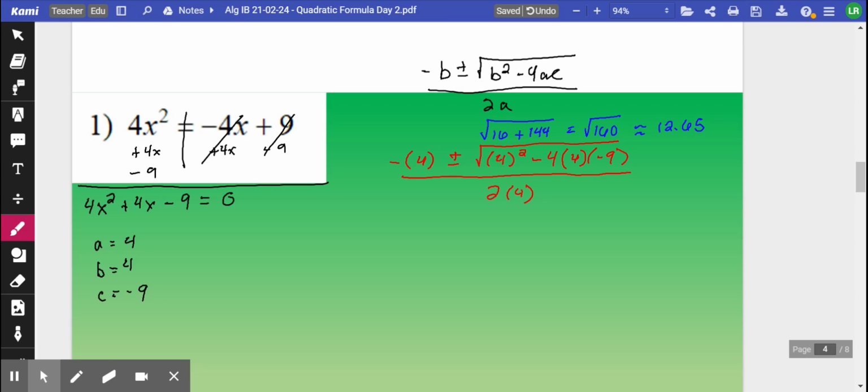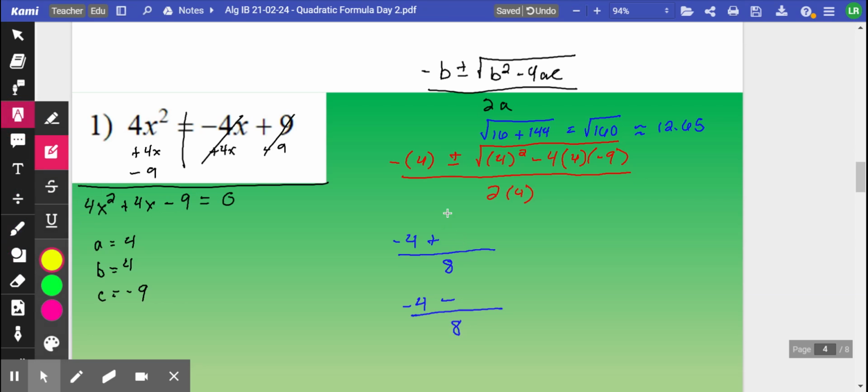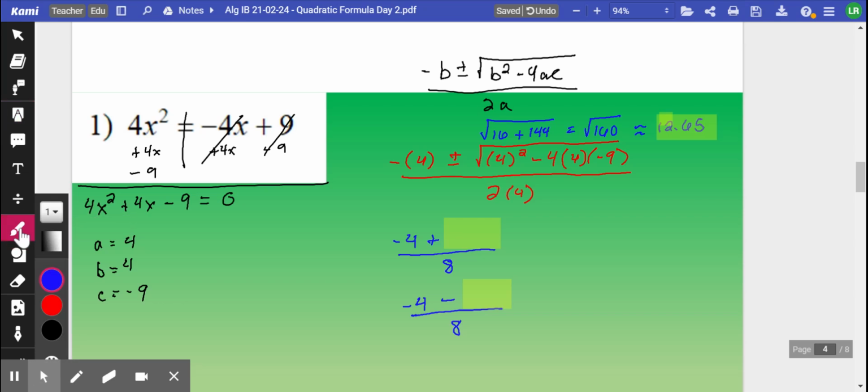Well, I have that part. Now let's break this up. So I have -4 plus something, and on the bottom, 2 times 4 is 8. I also have -4 minus something over 8. Now, what is that something that goes right here? Well, that's my answer for the square root. So that's where I put the 12.65.